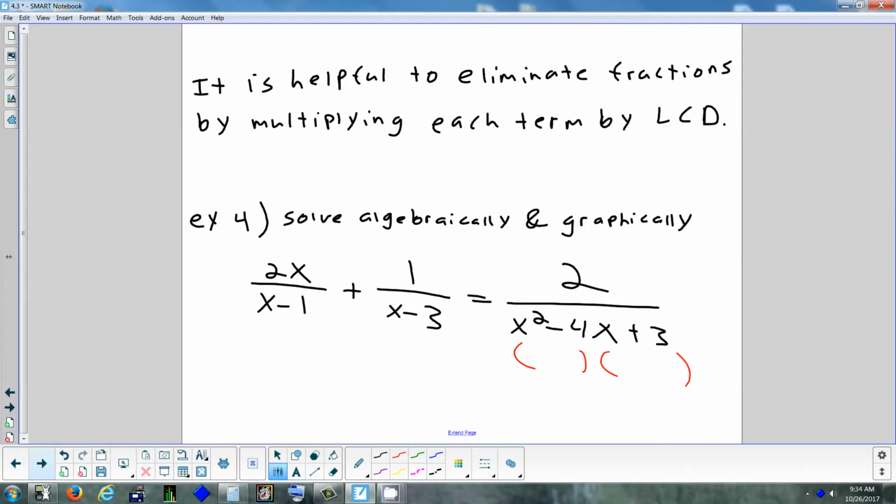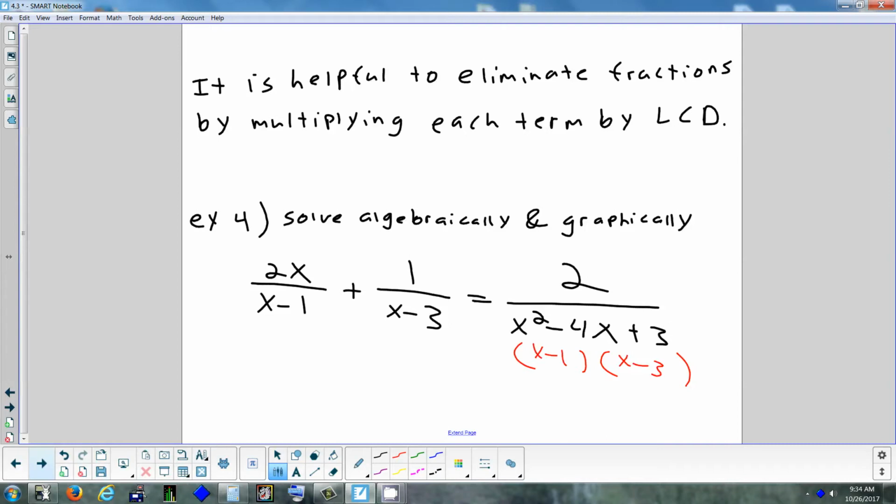Does anyone see what x squared minus 4x plus 3 factors as? Leo? X minus 3, x minus 1. Yes, it factors as the two other denominators you already have. That doesn't have to happen, but most likely in the problems I give you, it will, because it just makes things work out nice. Okay, so the LCD here, the least common denominator, is x minus 1, x minus 3.